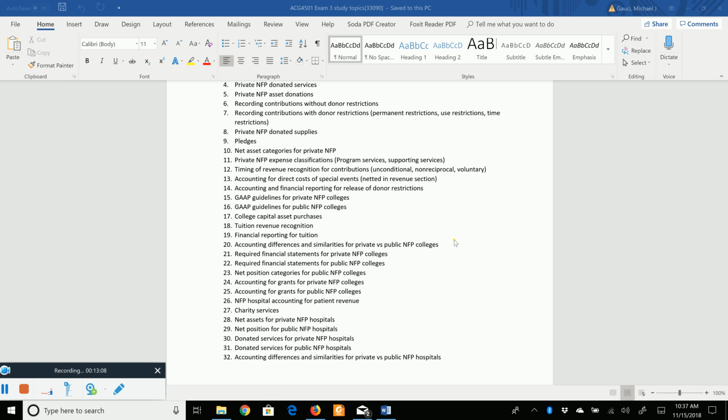And there is a journal entry to release donor restrictions. We use the accounts called net assets released. So make sure you understand how that journal entry works and how it's reported in the statement of activities. I keep going back to that statement of activities because it's a very important financial statement. All right, so those are basically the bullet points for the chapter 14. Now moving on to chapter 15, where we talk about colleges and universities.